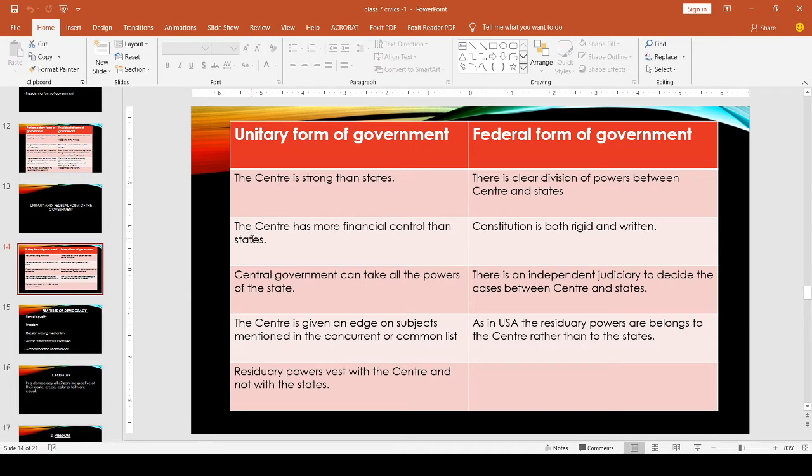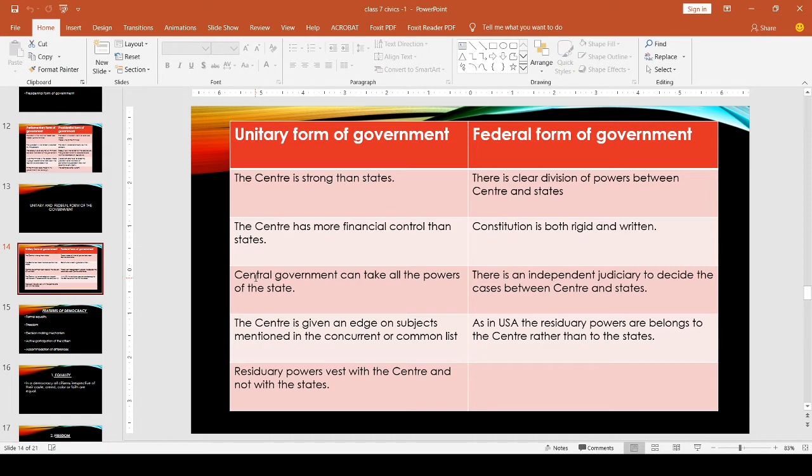The second one, the center has more financial control than the state. That means all the financial statements are controlled by the central government. All the financial aspects are controlled by the central government in the unitary form of the government. There is no role in the financial matters for the state government. Okay, state government is only secondary, or the full power is in the hands of central government.